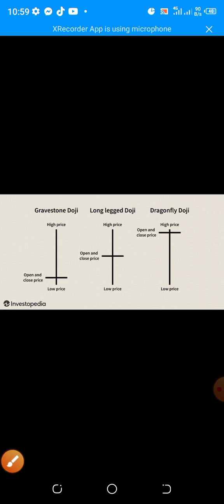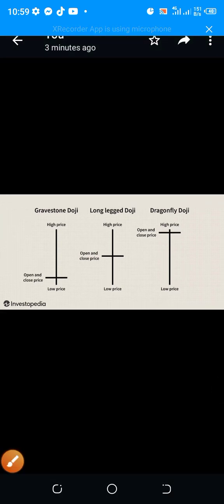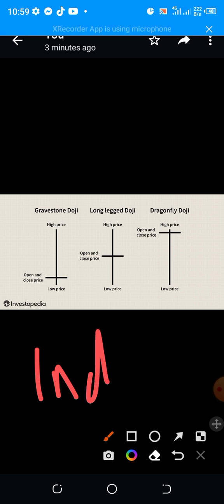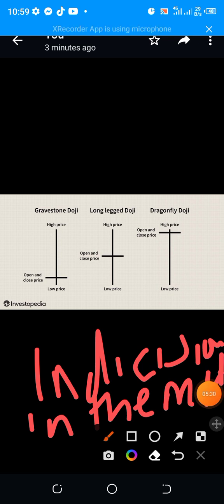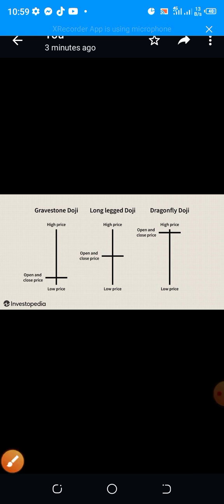Now, I understand that you understand what a Doji is. It is the candle which has just a small body, or you can call it a cross, but it represents what we call indecision in the market. The Doji represents indecision in the market. All right, that is it. So we have different types of Dojis.